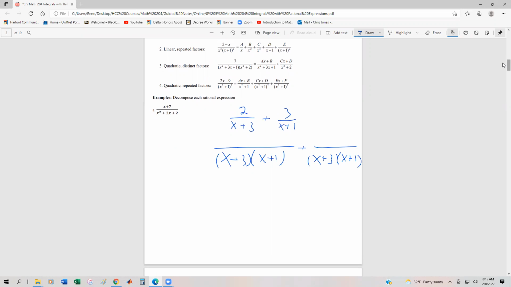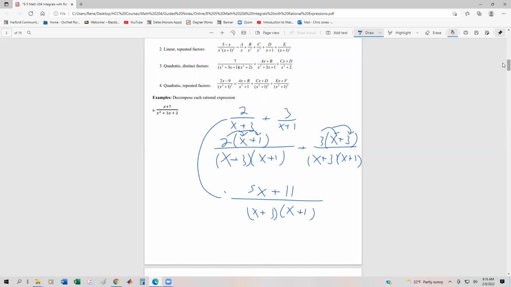And then you would just multiply the numerator by whatever's missing. And then finally, you would combine this into one fraction. You would distribute: 2 times x plus 1 gives 2x and 2, and 3 times x plus 3 gives 3x and 9, so the numerator is 5x plus 11, and the denominator would be (x plus 3)(x plus 1). So to go from here to here is addition of the fractions. To go this way is decomposition.